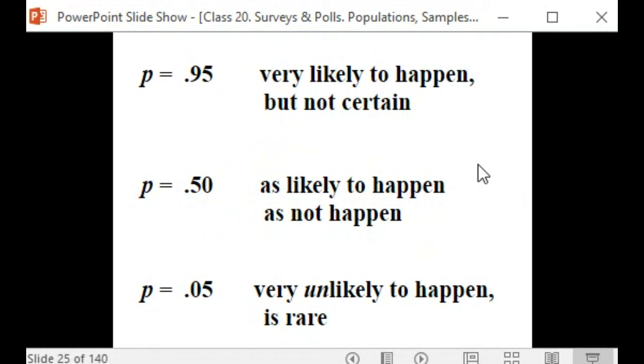The closer the probability of an outcome is to 1, like 0.95, the more likely that outcome is to happen. So 0.95 is very likely to happen, but not certain. The closer the probability is to 0, like 0.05, the less likely it is to happen. So if p equals 0.05, then A is very unlikely to happen. It's rare, though it might happen at some time.